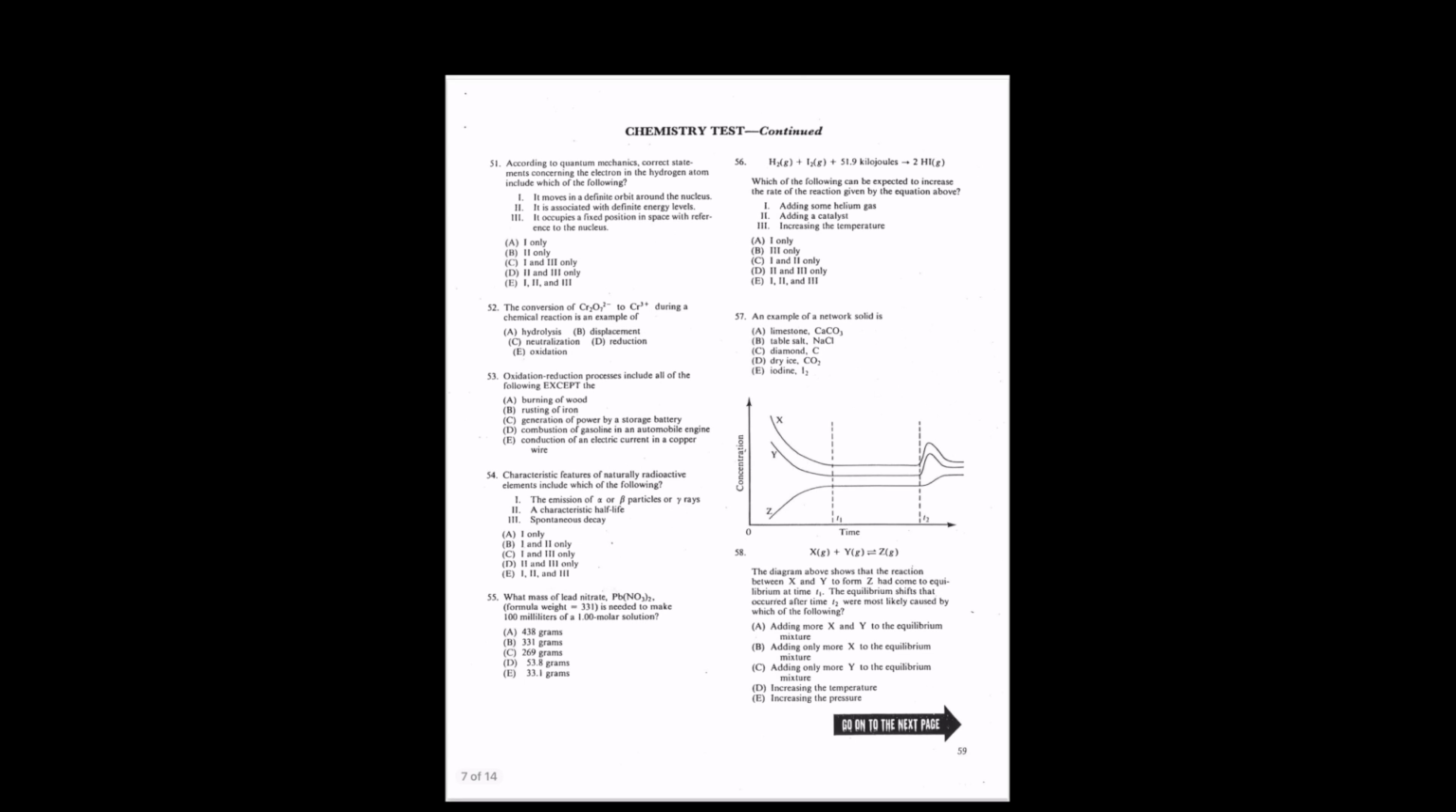Number 51. According to quantum mechanics, correct statements concerning the electron and the hydrogen include which of the following? So for this, the answer is just the second one, or just B. And these are just one of the things that you know.